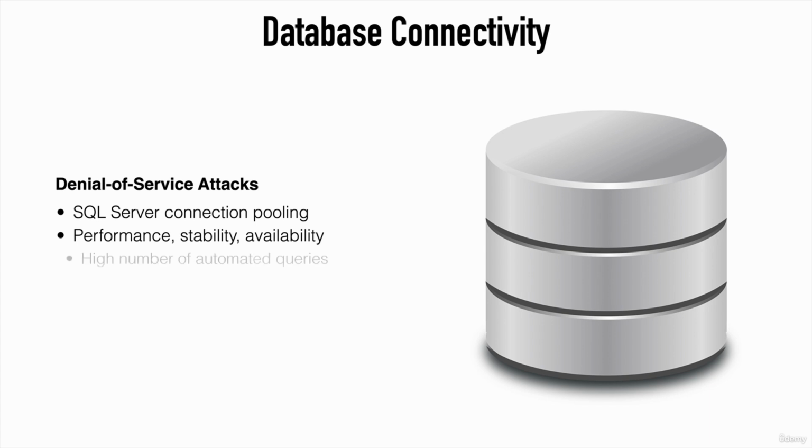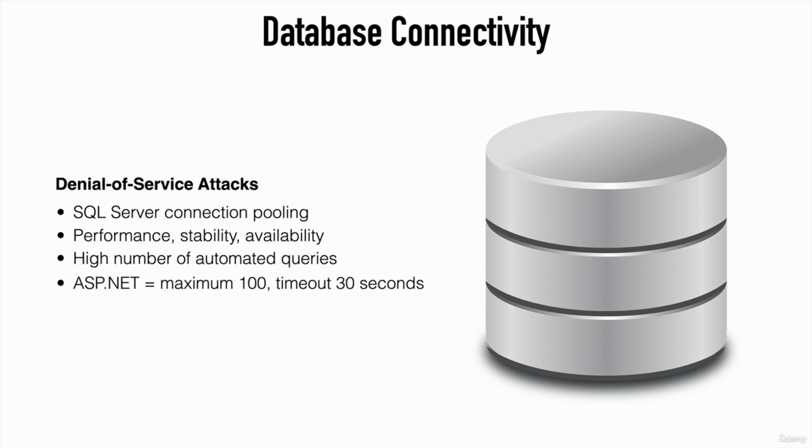So with denial of service attacks against connection pools, one way we might see that happen is a high number of connections being automatically sent, maybe a high number of queries being sent out to a database. If you think of ASP.NET as an example, the maximum number of allowed connections that they have in a connection pool is 100, so it's limited. There's a finite amount of those, and the timeout by default is 30 seconds.